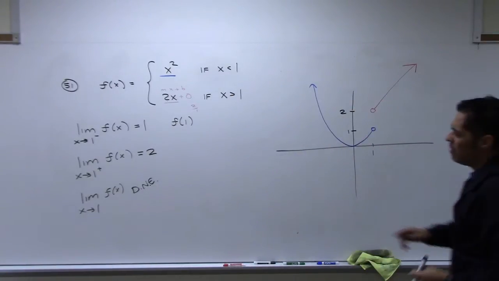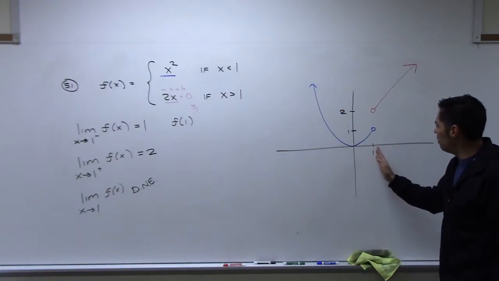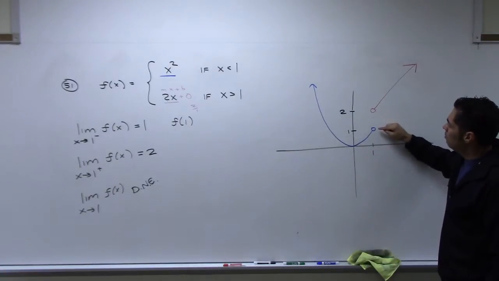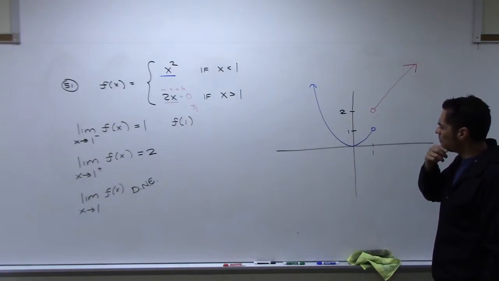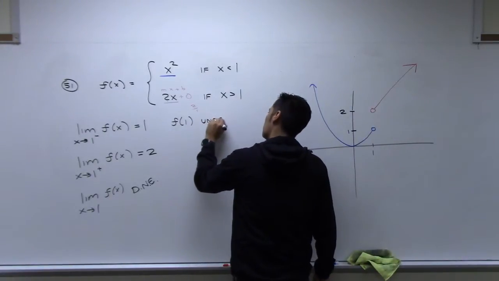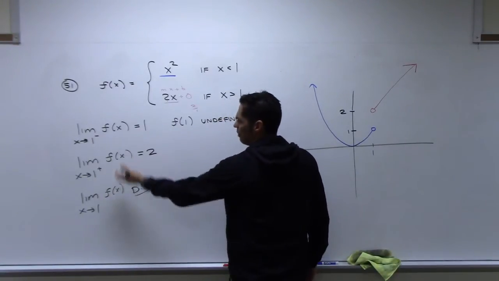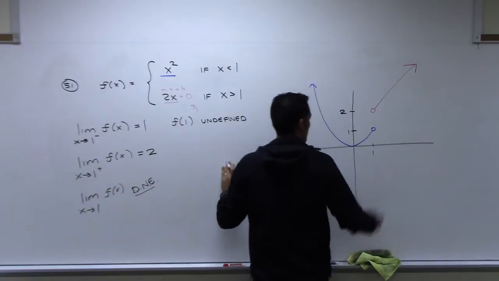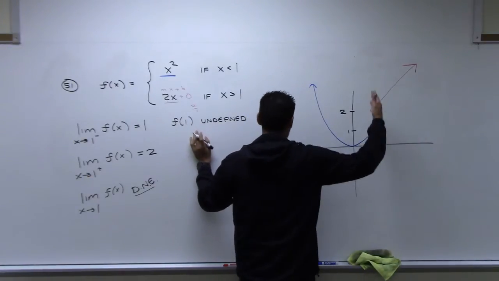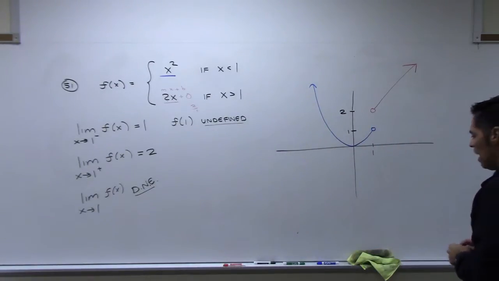And then the final question is, what is f of 1? And f of 1 means if you plugged 1 in this function, where is it? And notice that we didn't have any dots, which means that the function is undefined at 1. So we put undefined. We do not put does not exist. We only use does not exist for limits. When functions fail to have any points on them at a certain point, if we plug in and we don't get anything, like we have here, then we say it's undefined. And that's it for that one.